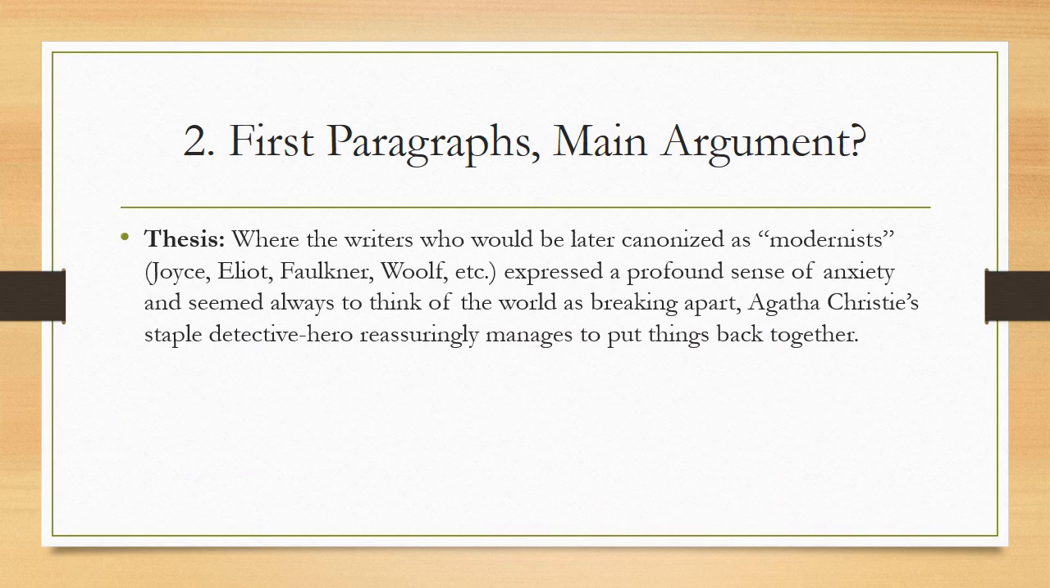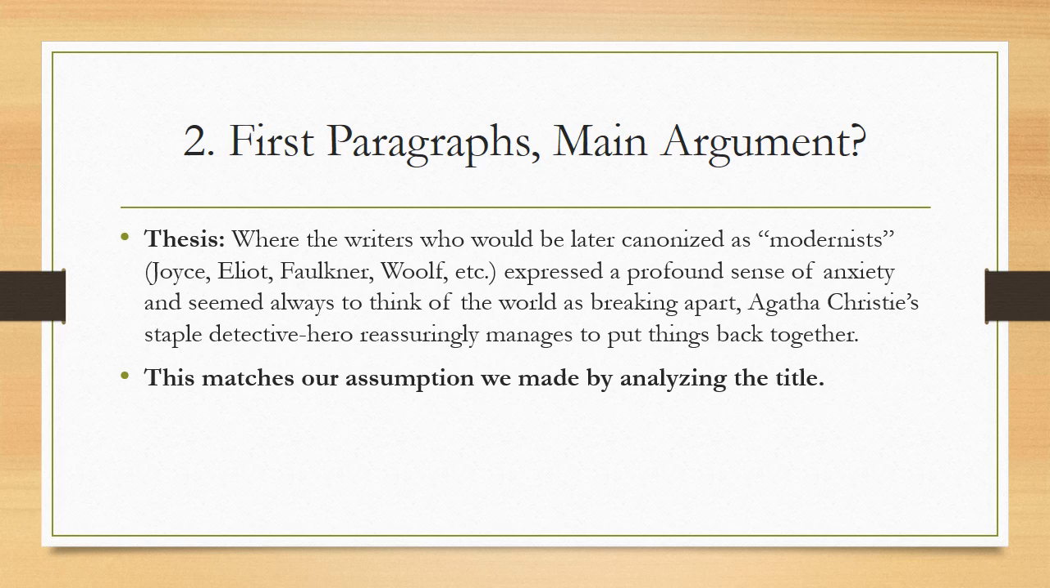He says, where the writers who would be later canonized as modernists expressed a profound sense of anxiety and seemed to always think of the world as breaking apart, Agatha Christie's staple detective hero reassuringly manages to put things back together. So if these writers see the world as fractured, what Hercule Poirot does is put things back together. So just like we assumed, he is going in the reverse direction of modernism. That is indeed what this author argues. So the actual thesis matches up perfectly with our assumption made by analyzing the title.